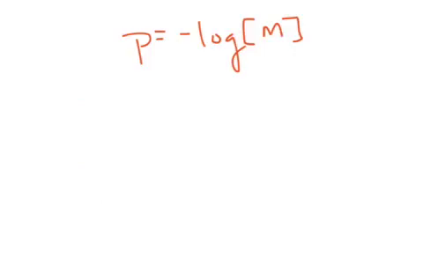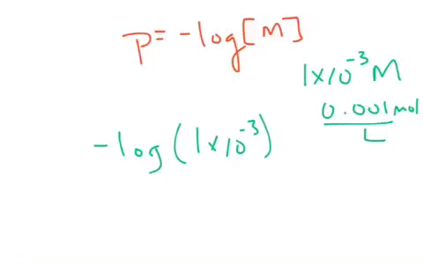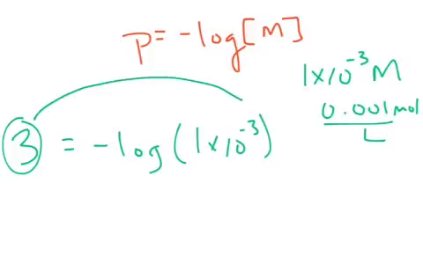Okay, so we're not actually going to have to use this equation, but I'm going to use this as an example. Let's say that you knew the concentration of acid was 1 times 10 to the negative 3 molar. That means you have 0.001 moles of hydrogen for every liter of water. If you do negative log of 1 times 10 to the negative 3, the pH is 3. So the connection here, by the power of hydrogen, is that the pH is just the positive exponent of the molarity.